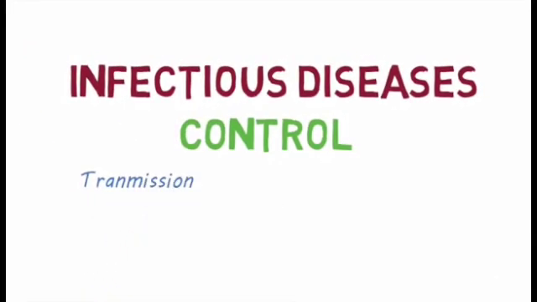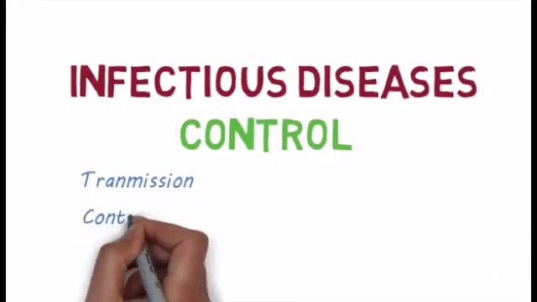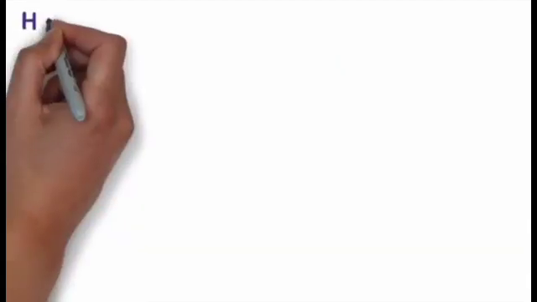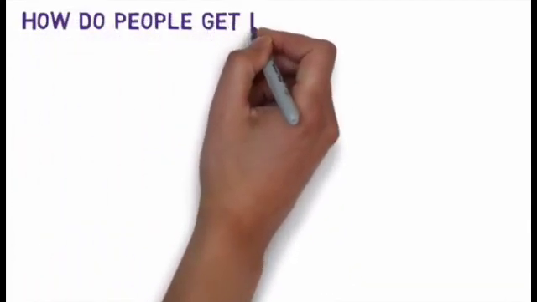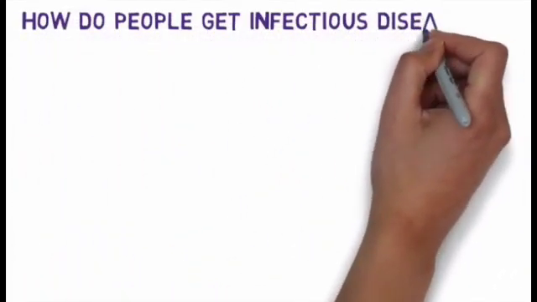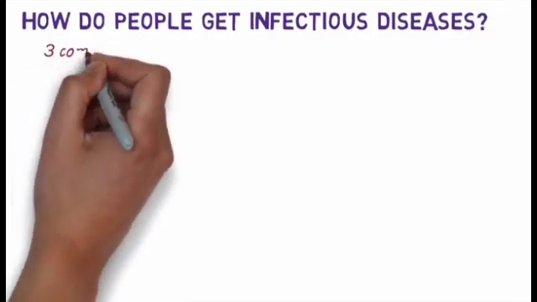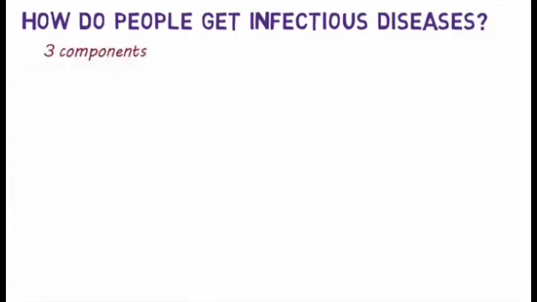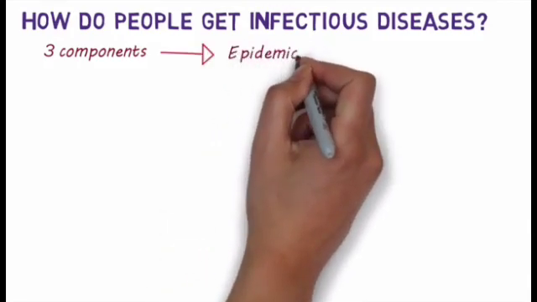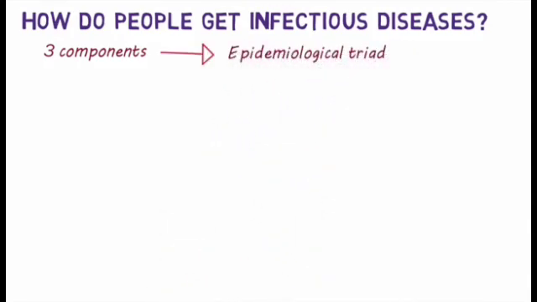Have a look at how infectious diseases are transmitted and a few different ways to control their spread. First, let's have a look at how people can get infected with these diseases. In general, there are three main components that need to interact with each other for an infectious disease to occur. This model of infectious disease causation is called an epidemiological triad.